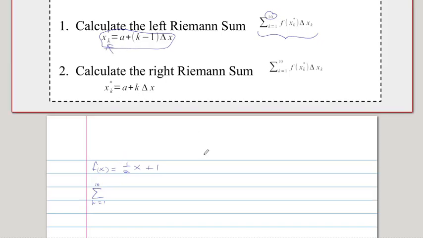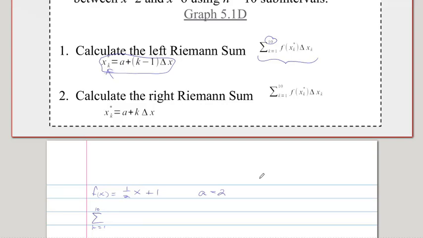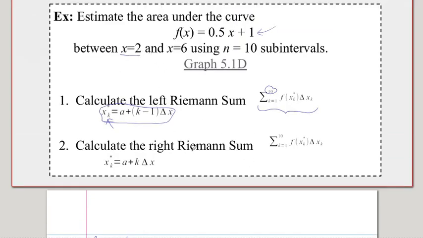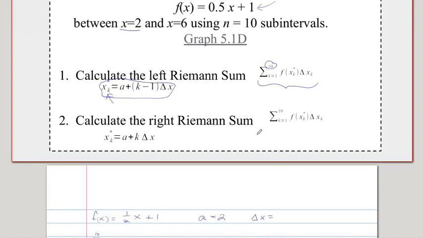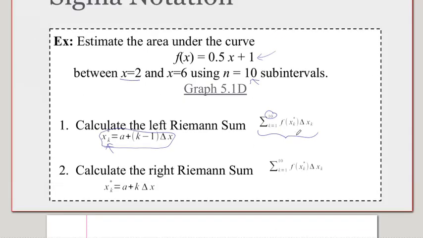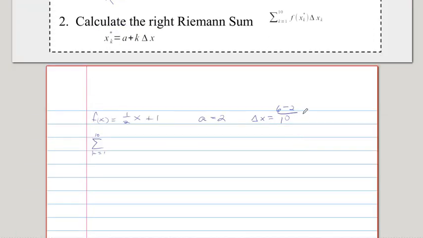So I have to figure out a, where I'm starting. A is the 2 at the beginning of our interval. Delta x, then, the way we figure that out is I'm going to take the difference between the endpoints, 6 minus 2, and divide it by the number of subintervals, 10. So this is going to give me 2/5.